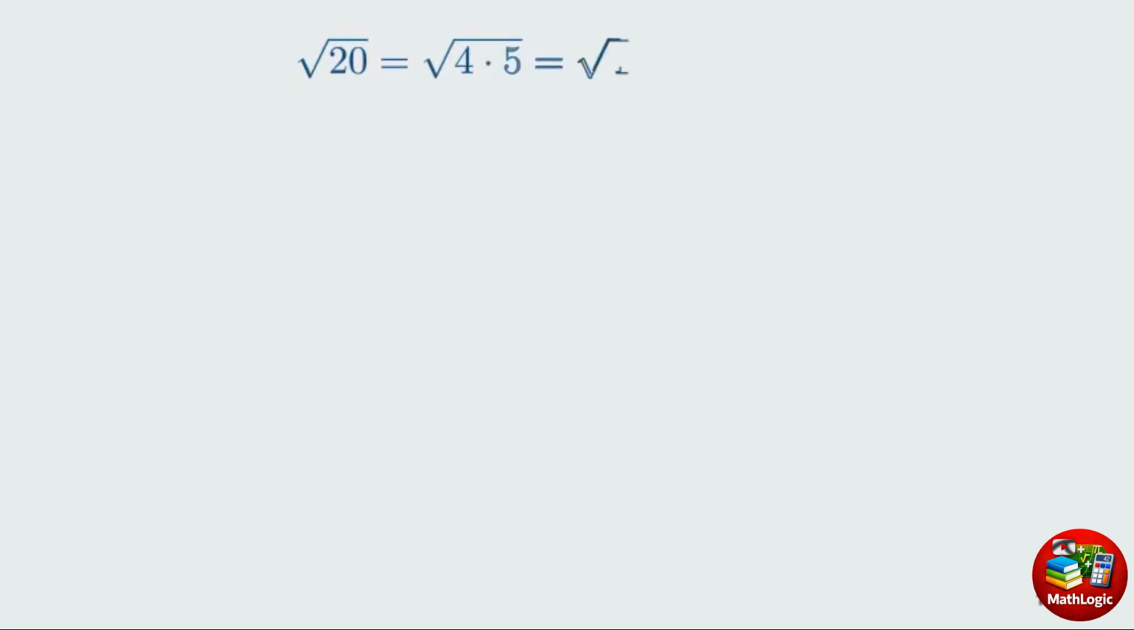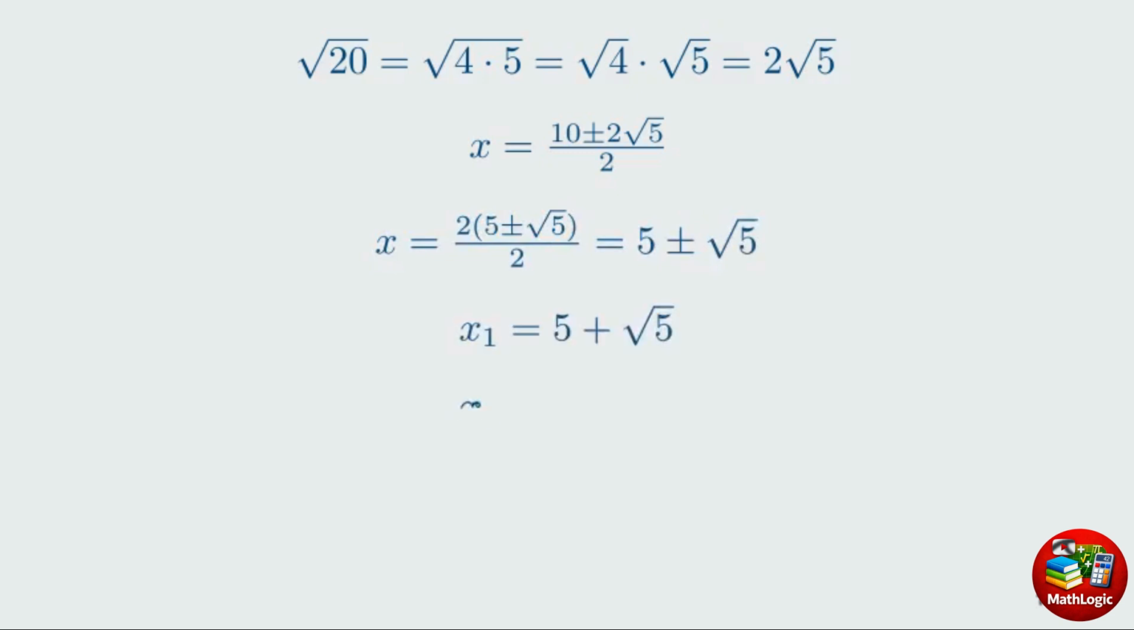Now we can substitute this simplified radical back into our formula for x. This gives us x equals 10 plus or minus 2 times the square root of 5, all divided by 2. Notice that both terms in the numerator, 10 and 2 square root of 5, are divisible by 2. This means we can simplify the entire expression. We can factor out a 2 from the numerator and then cancel it with the 2 in the denominator. This leaves us with our 2 final solutions for x: 5 plus the square root of 5 and 5 minus the square root of 5.